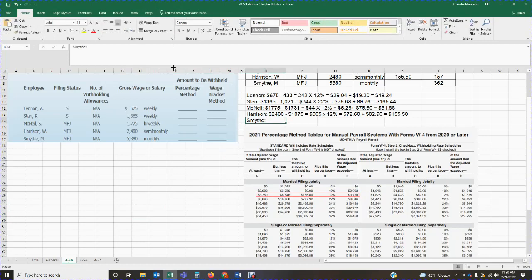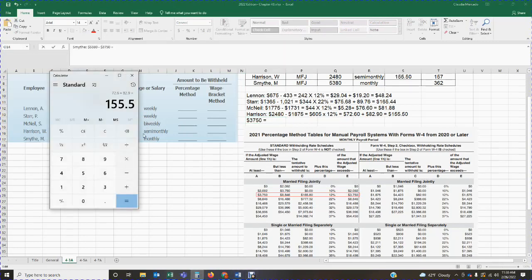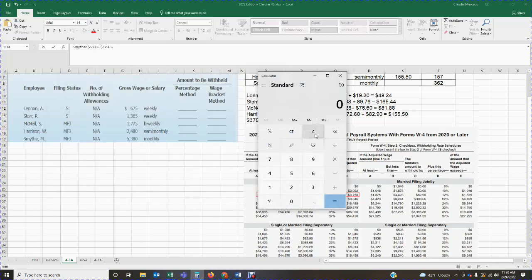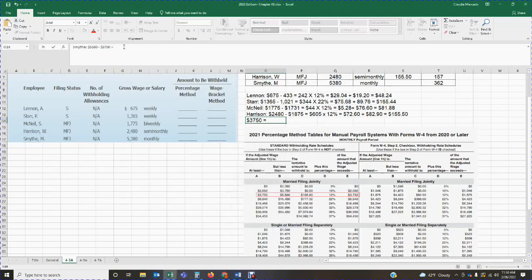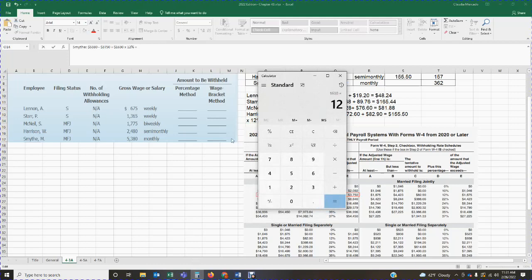So Smythe makes $5,380. I'm going to subtract that last number in column E, which is $3,750. And then that will give me 5,380 minus 3,750, which is 1,630. That is the amount that is taxable, 1,630. I am then going to multiply it by the tax rate percentage provided, which is 12%. And then 1,630 times 12% gives me 195.60.